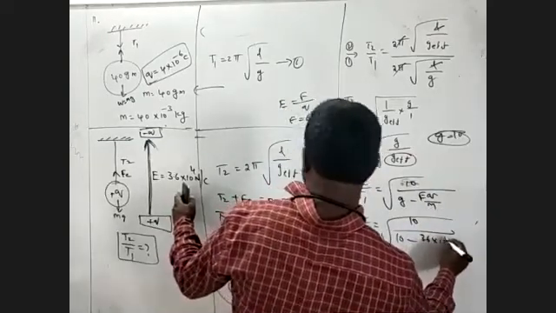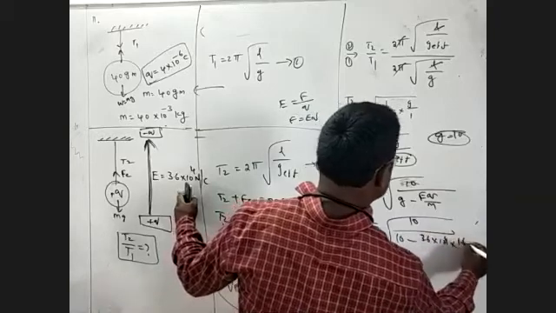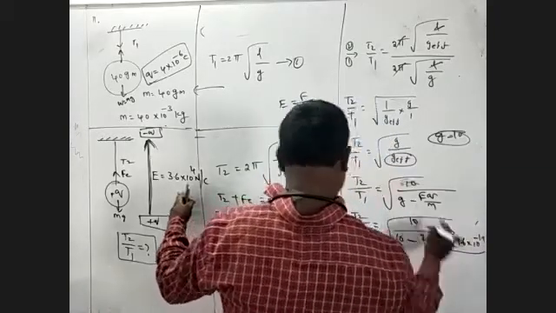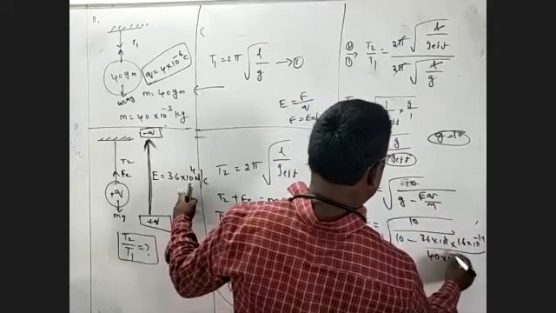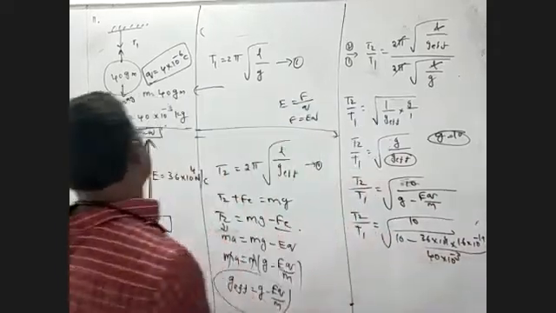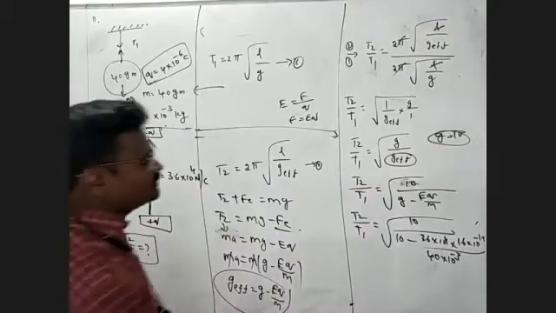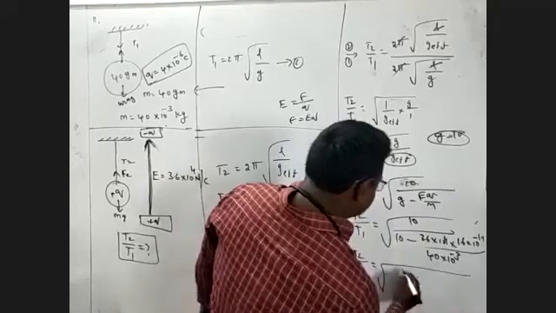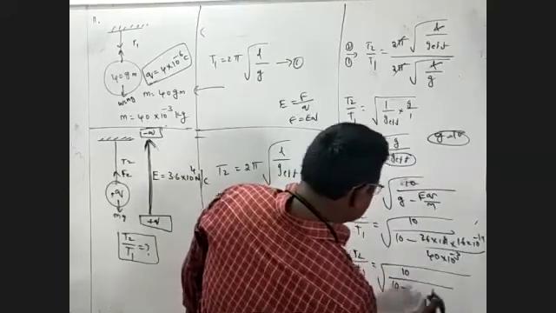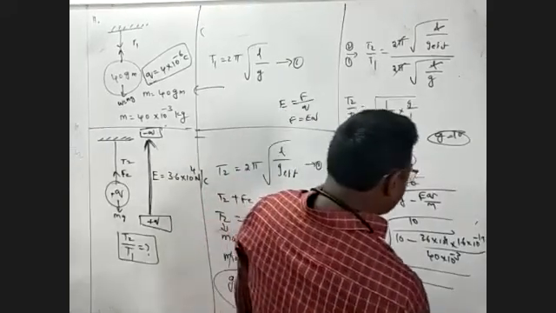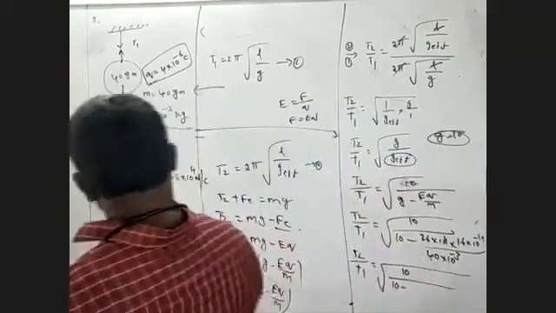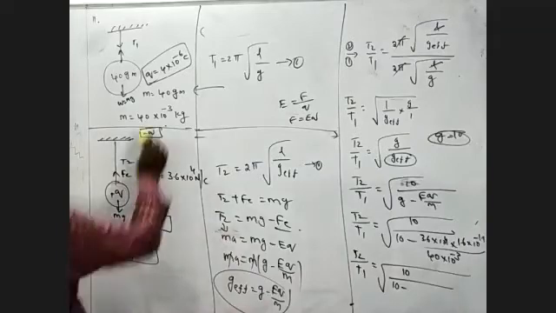E is 3.6 into 10 power of 4, and Q is 1.6 into 10 power of minus 19, and M is 40 into 10 power of minus 3. This is the value. So T2 by T1 is equal to root of 10 by (10 minus ...). Now we are going to simplify this one. So what is the value we are getting?